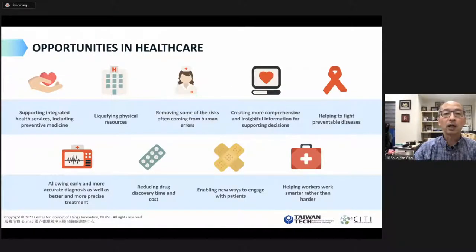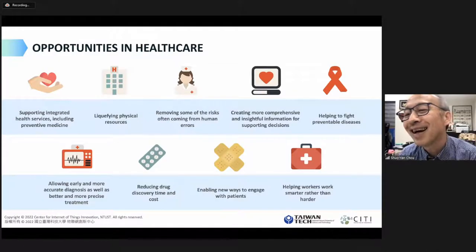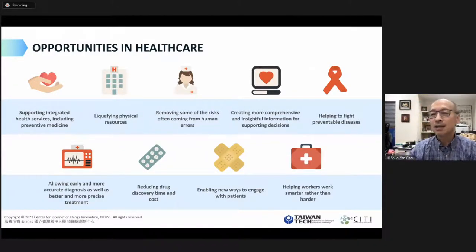And in healthcare, there are also a lot of examples. You can read them through. It's probably quite straightforward. Okay, I think I will just stop here for today so that Indy can show a little bit of the demo. And then afterwards, we can start the question and answer session.